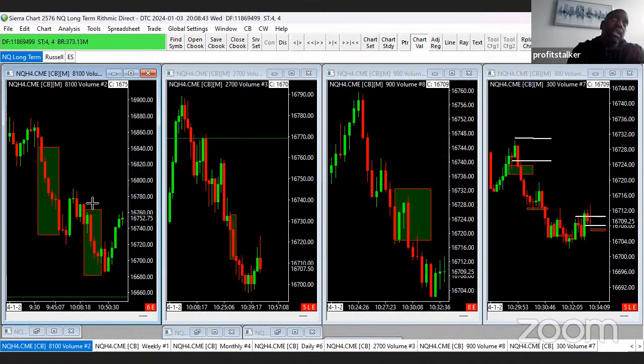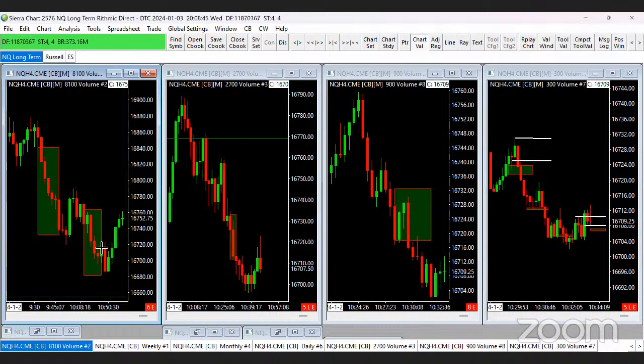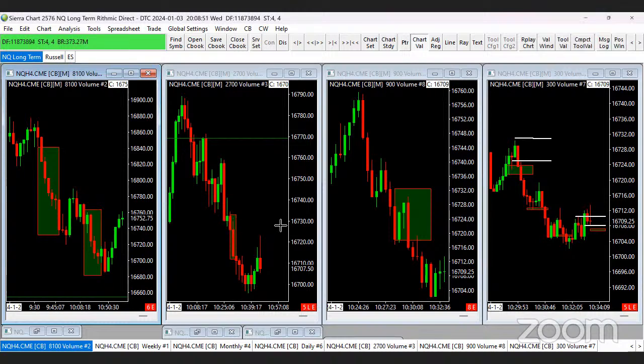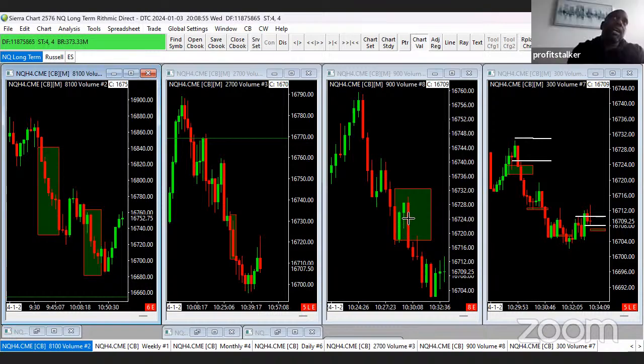The market's moving down, as we see on the 8100, correct? You see the pause in the market that happened, right? And then you see where the market gave you the market structure, gave you a higher low.